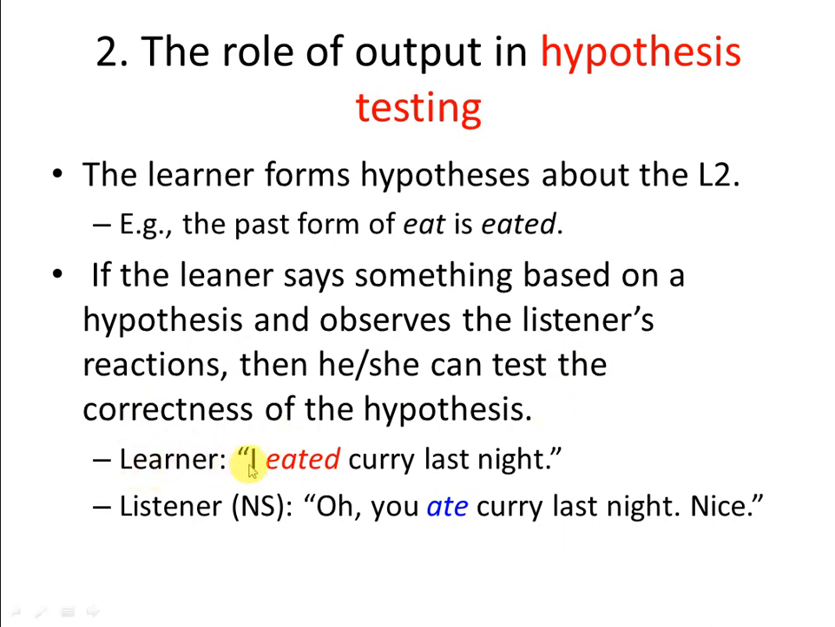So if the learner says, "I ate curry last night," the listener, who is a native speaker, might say, "Oh, you ate curry last night. Nice." And then the learner can think about his or her hypothesis. Well, I thought the past tense form of eat was "eat it," but this native speaker said "ate," so maybe my hypothesis is wrong. So if the learner says something based on their hypothesis, they can test whether their hypothesis is correct or not by observing the listener's reaction.